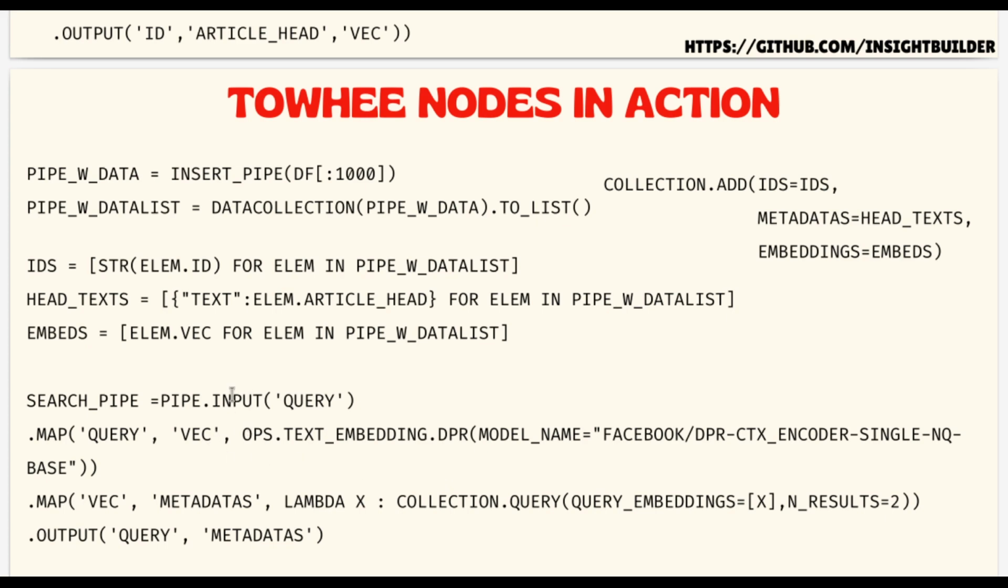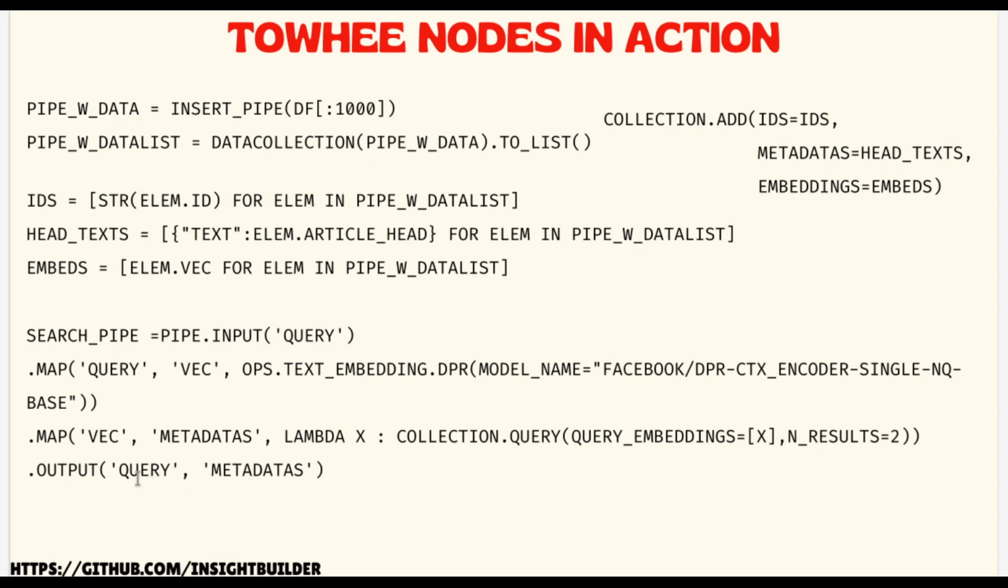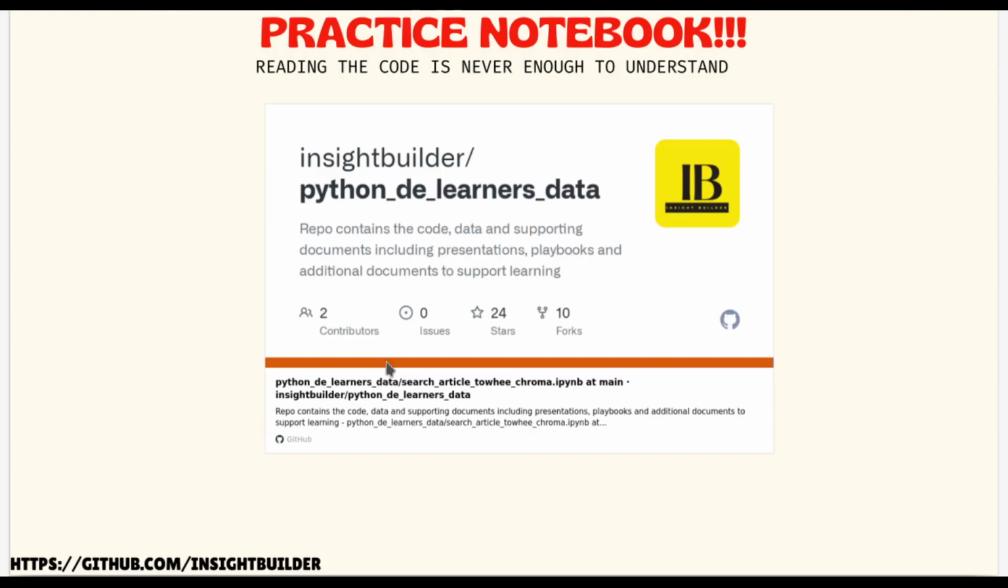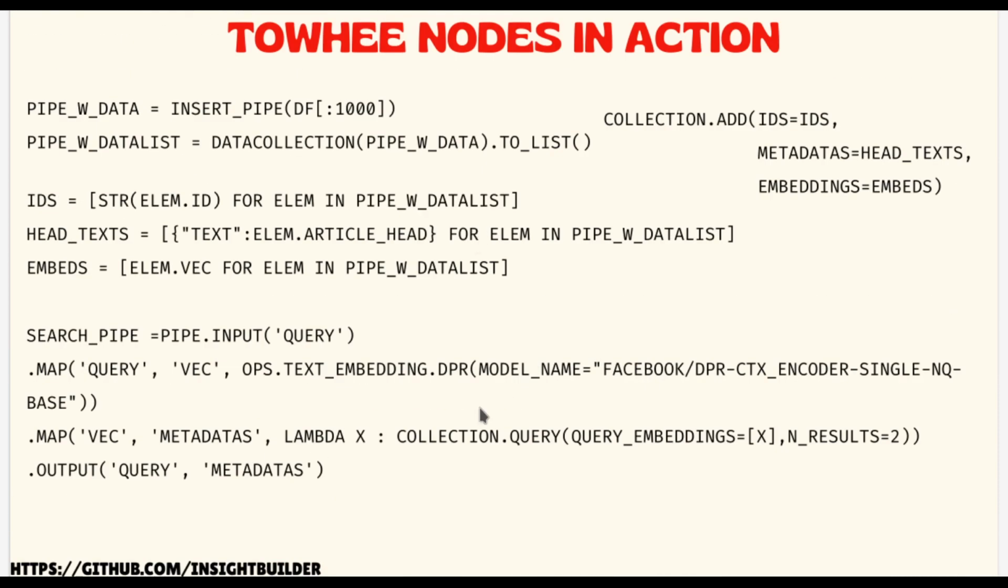So this is what this particular search pipe does, and it gives out the query as well as metadata. So understand here, it does not return the embeddings. You will see the reply in a couple of minutes, and you will see the entire code in action in the next step. As you see the code here, most of it is pretty straightforward to look at. When you read it, it seems very simple.